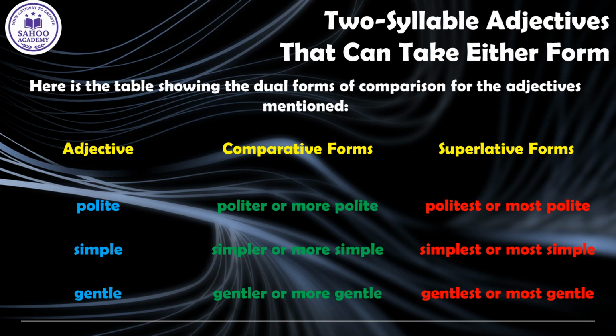Similarly, simple, simpler and simplest or simple, more simple and most simple. Gentle, gentler and gentlest, or we can say gentle, more gentle and most gentle. So we can use either form and the meaning remains the same. Just remember, these are special 2-syllable adjectives that follow both styles of comparison. Clear? Now let's go to the next slide.